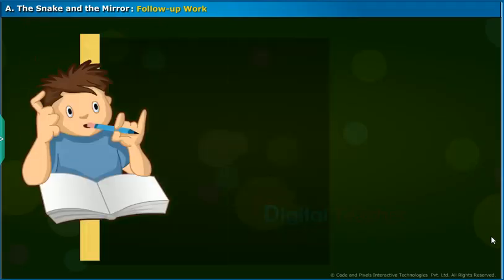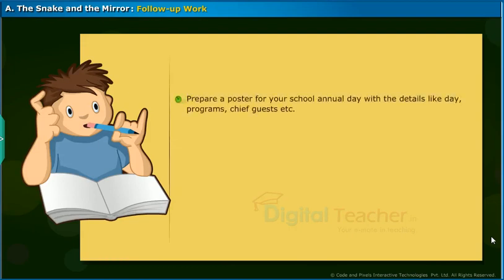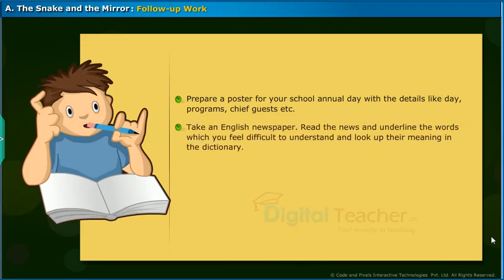Follow-up work. Take up the following activities. Prepare a poster for your school annual day with details like day, programs, chief guests, etc. Take an English newspaper, read the news and underline the words which you feel difficult to understand and look up their meaning in the dictionary.